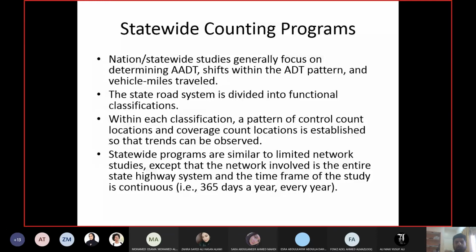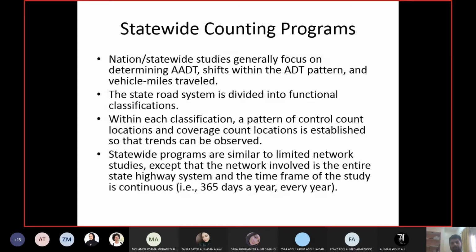So you will establish some control count locations on each type of highway, and around that location you will establish coverage count locations as well for the same type. You cannot have a control count on an arterial in Manama and say, okay, this control count is enough for a coverage count location in Ali, even if it is on an arterial. The areas are too far from each other, right? So you have a set of control and coverage count locations for each type of highway which are close to each other. So they behave like a set.